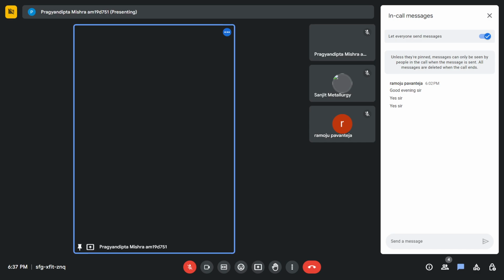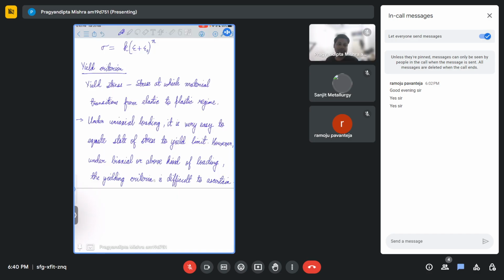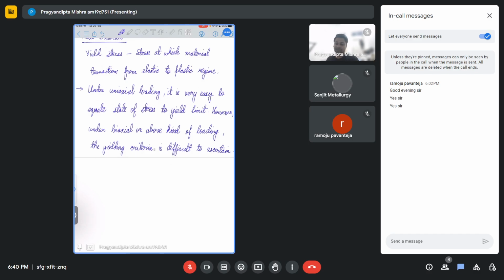Therefore, we need to have some sort of concept in order for us to understand what is yielding and what is yield limit. Okay.